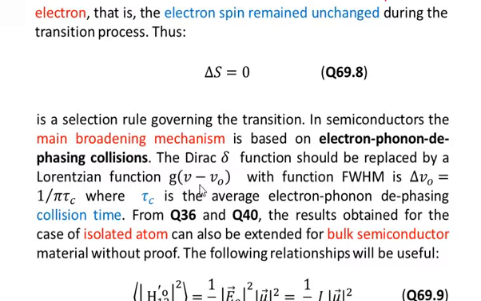And this g of nu minus nu naught, which represents the homogeneous broadening even for the case of semiconductor materials, has a full width at half maximum given by delta nu naught, and this delta nu naught is equal to 1 over pi tau c, that is, pi and tau c both are in the denominator, where tau c is the average electron-phonon dephasing collision time. You can simply call it electron-phonon collision time or electron-phonon dephasing collision time.